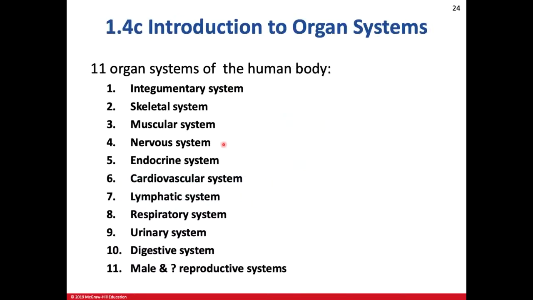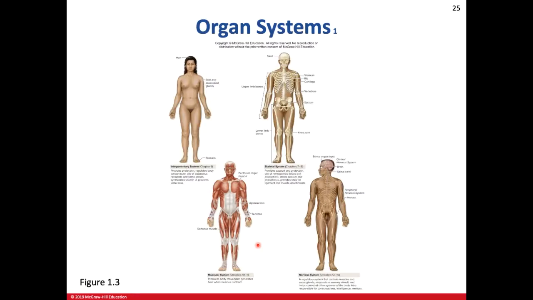Integumentary, skeletal, muscular, nervous, endocrine, cardiovascular, lymphatic, respiratory, urinary, digestive, and then male and female reproductive system. So let's go through each one, okay? We'll start with integumentary system, right? That's your hair, your skin, your nails, and your sweat and oil glands, okay?